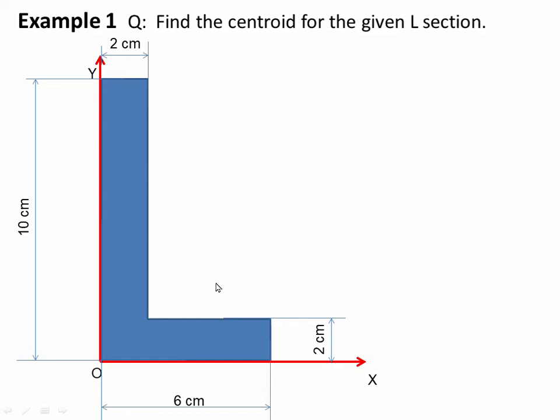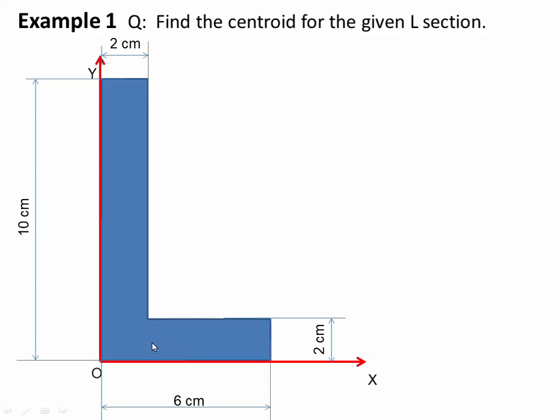Then the second step is to check the symmetry. If any symmetry is there, we can directly find the center point, but for this section there is no symmetry, so we have to follow the procedure. Now the next step is to divide this L section into simple planes.